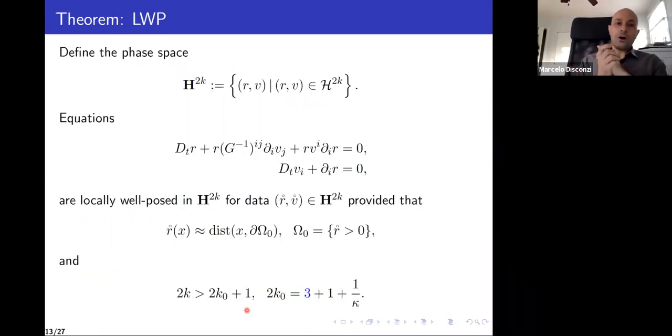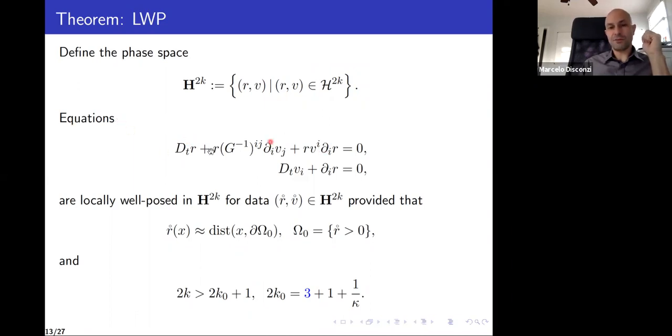Okay, now I have all the ingredients that I need to state the first theorem, which is the local well-posedness. So we define this configuration space, which is the space of R, V functions, such that for each time they belong to this weighted space that I introduced before. Think of this as some weighted Sobolev spaces. So these are our configuration spaces. And the statement is the following.